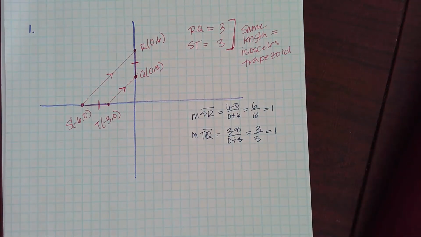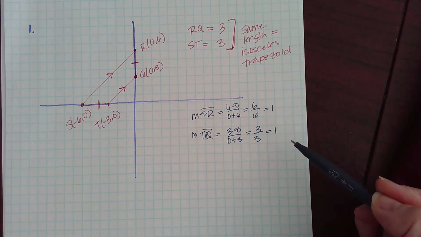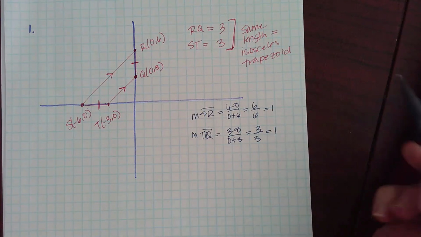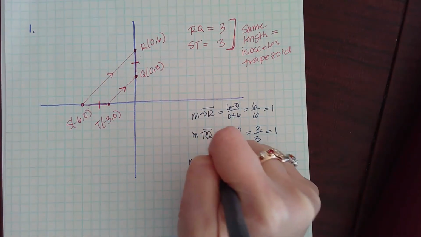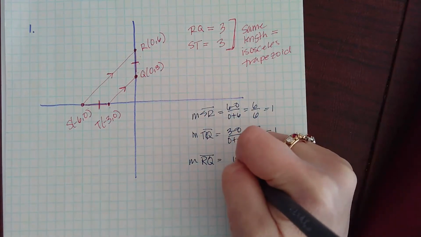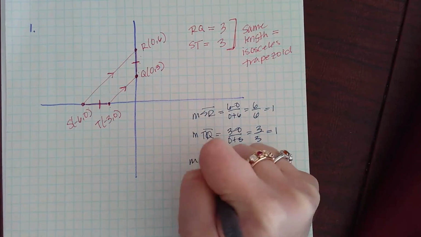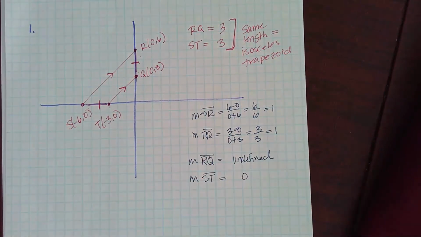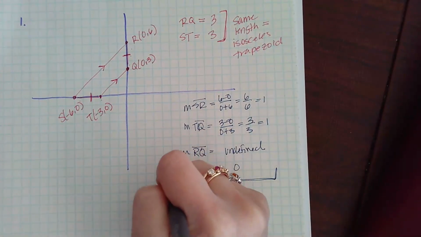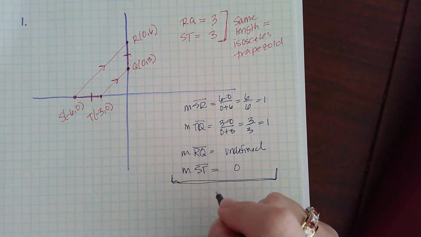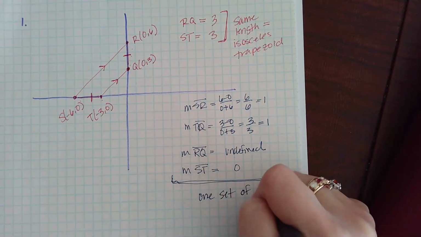In order for me to show that this is a trapezoid, I can't just stop here. I can't just show that it has one set of parallel sides. I have to show that the other 2 sides are not parallel. So I'm going to find the slope of RQ. The slope of RQ is a vertical line, which means the slope is undefined. And then the slope of ST is a horizontal line, which means the slope is 0. So by showing all of this, this proves we have one set of parallel sides.